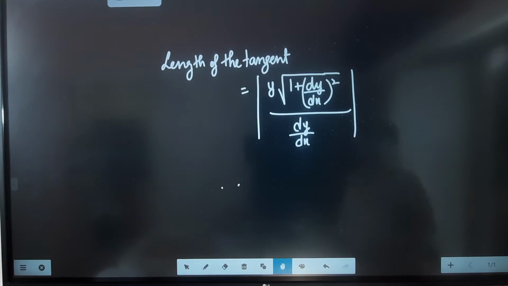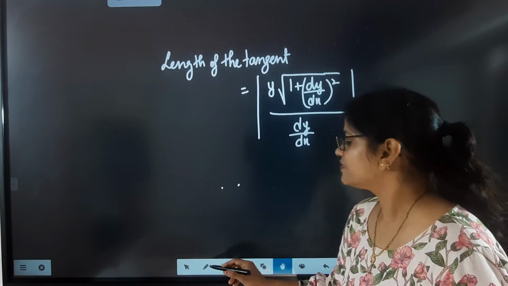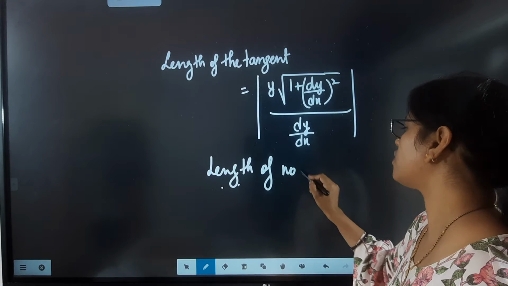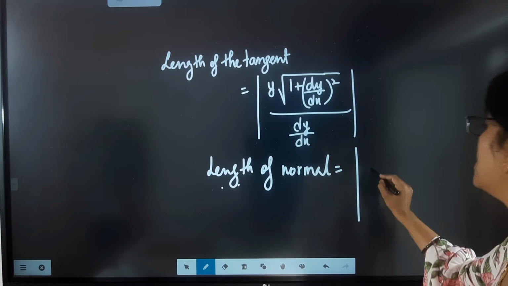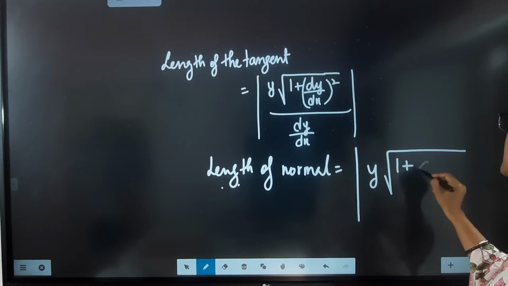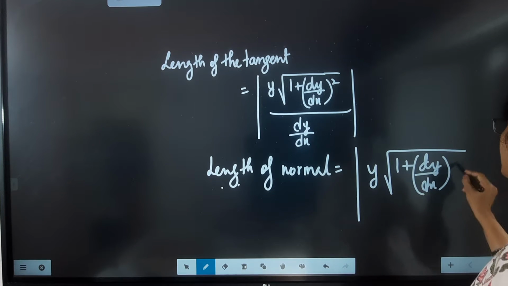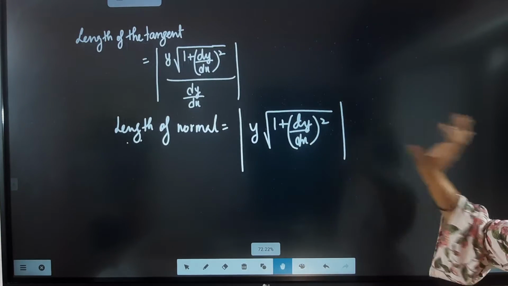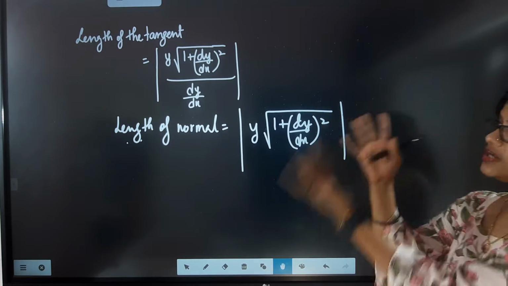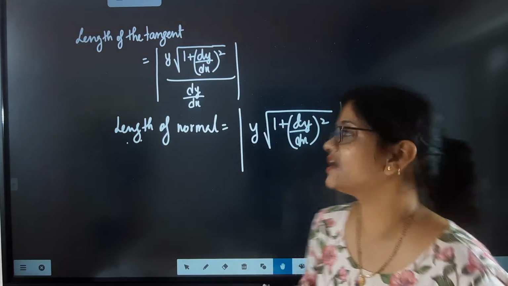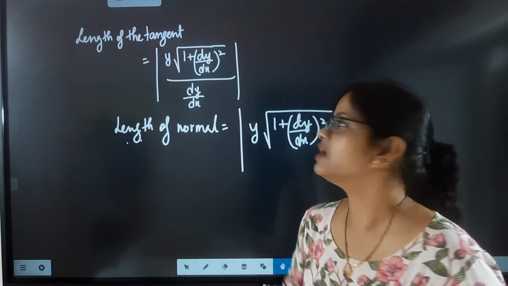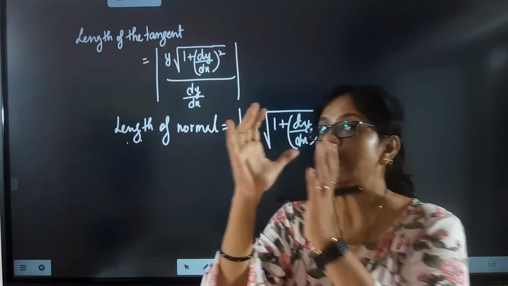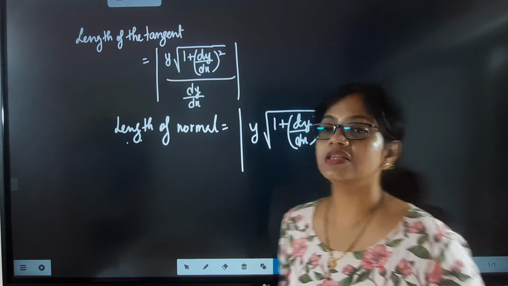But if somebody asks you what will be the length of the normal, then directly you can write modulus y root under 1 plus (dy by dx) whole square. So this part will become the length of the normal. Okay. Now, length of the tangent and length of the normal: just remember this, I am not deriving it or doing anything very big. Once you get dy by dx, the slope, just substitute the value and you will get the length of the tangent. And in the same way, you can get the length of the normal.